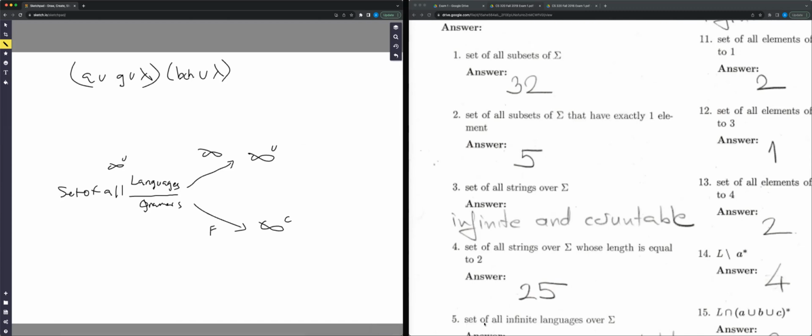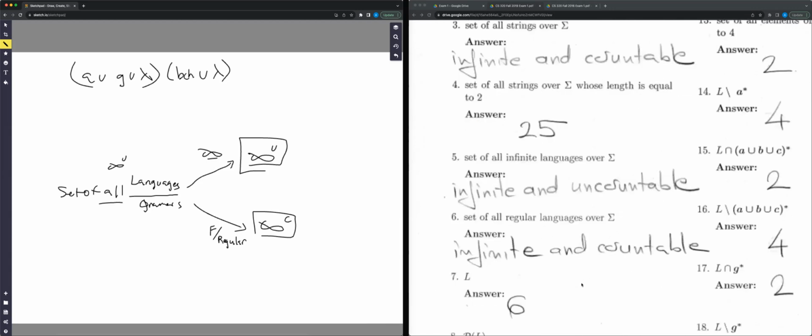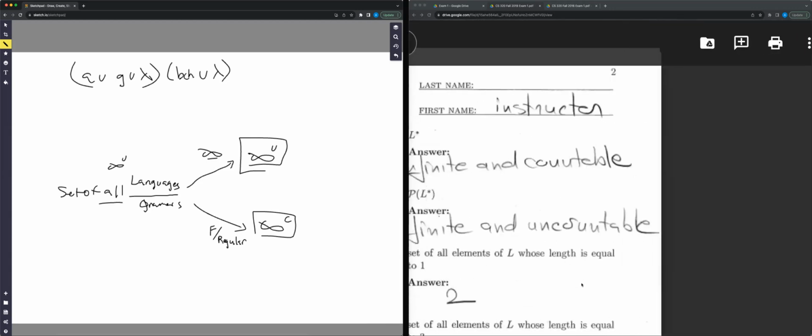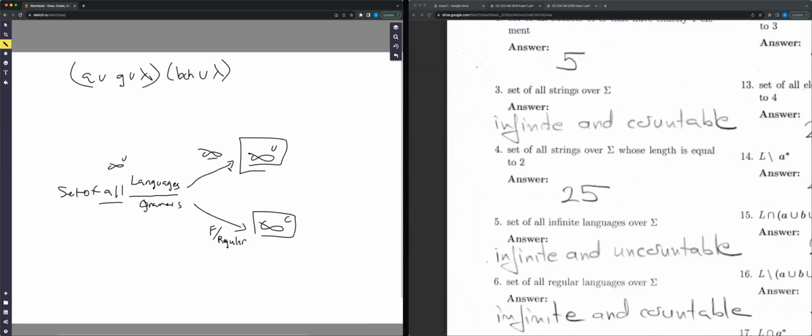So for this question, it says set of all infinite languages. So the set of all infinite languages is infinite and uncountable. Set of all regular languages, that's the same thing as finite, so slash regular. So that means it's infinite and countable. Are there any more cardinality questions, like infinite questions? Okay, up here. Those are different. But this flow chart is all you really need.